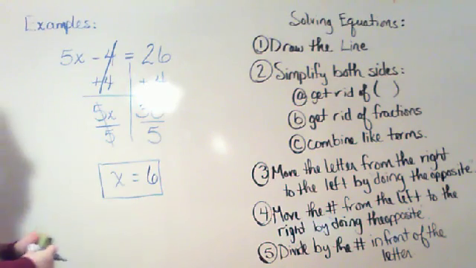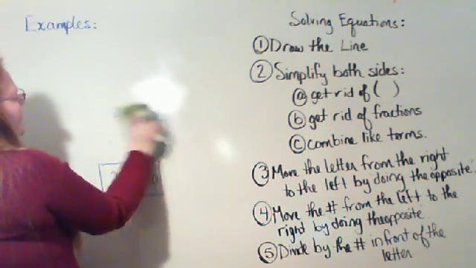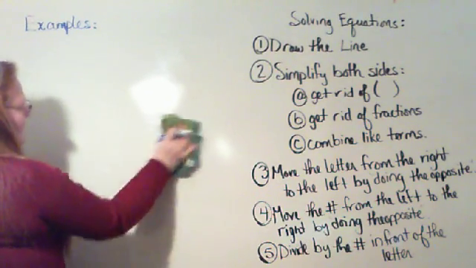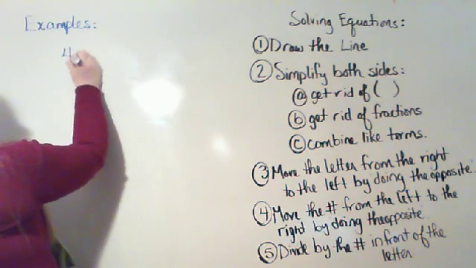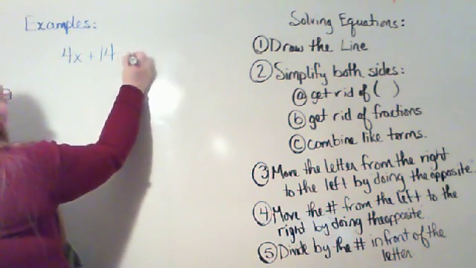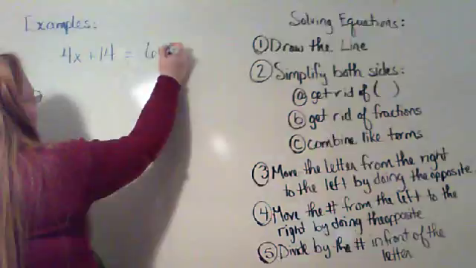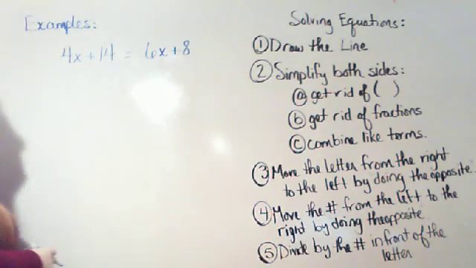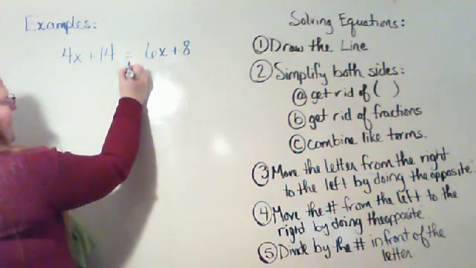Let's try one that's a little bit more difficult than this one. One like 4x plus 14 equals 6x plus 8. The steps don't ever change. They're always going to be the same. So the first thing I need to do is draw my line.